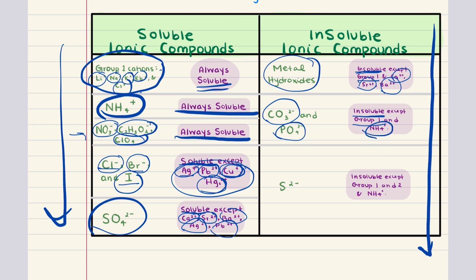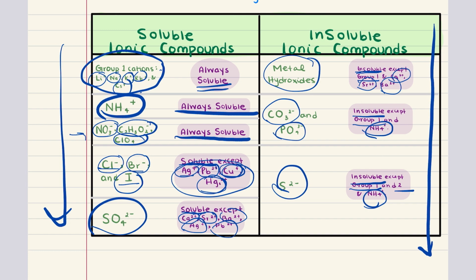And then last but not least, we have sulfide. This is insoluble except when it is paired with group 1 cations or group 2 cations or ammonium. Then it will be soluble. So these are our rules. We should definitely commit these rules to memory. They're going to be important when we talk about precipitation reactions in the next objective.